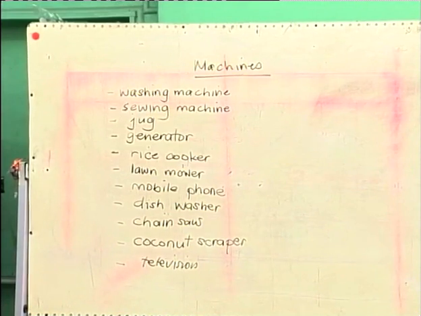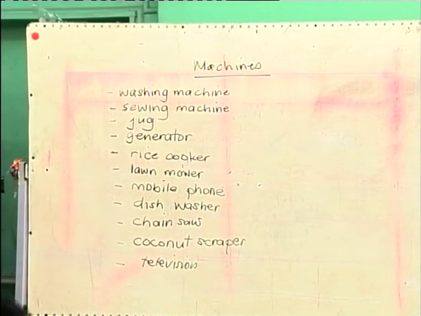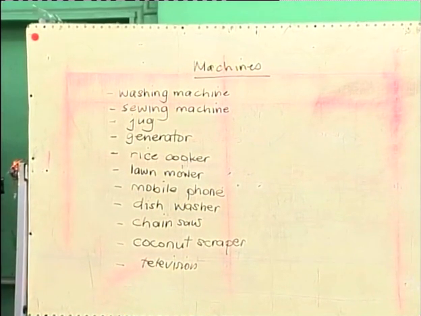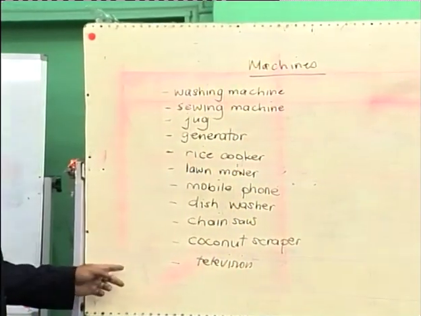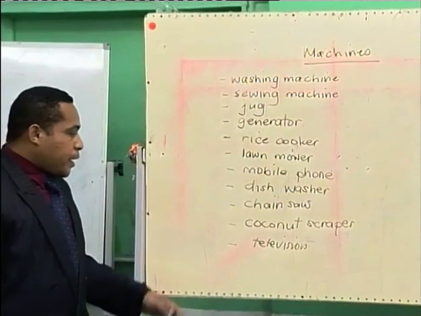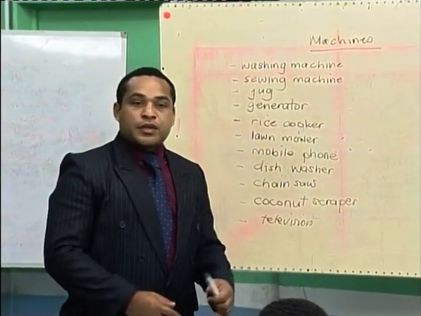Okay, so these are some of the machines, okay? You have washing machine, sewing machine, jug, generator, rice cooker, lawnmower, mobile phone, dishwasher, chainsaw, coconut scraper, and television. There are many others that you can think of, receiving students and 6C.